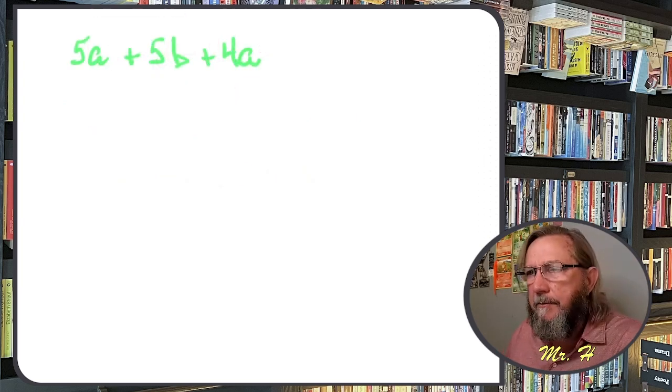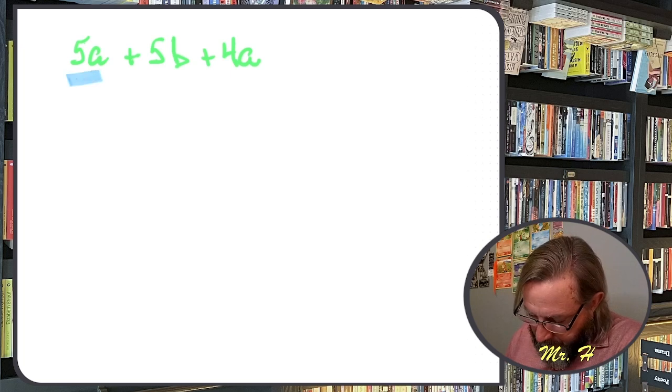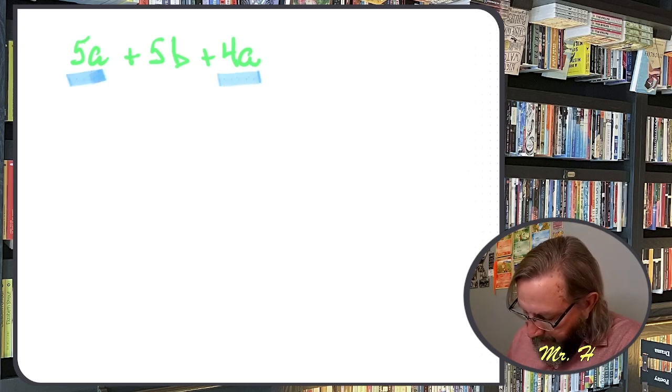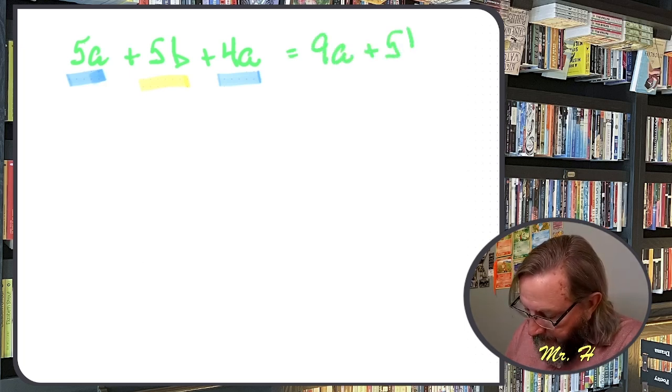Looking at that problem, where are my like terms? I have a like term here and here. Those are alike. 5b, nothing goes with it. Different term. So when I go to combine and simplify that particular expression, we're going to have 9a's plus 5b's.